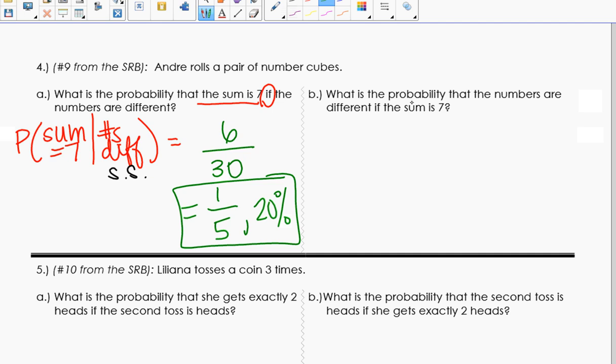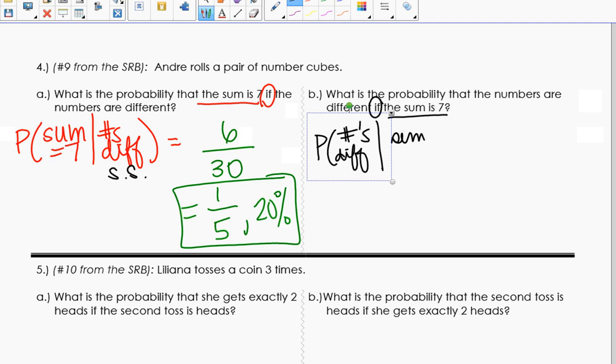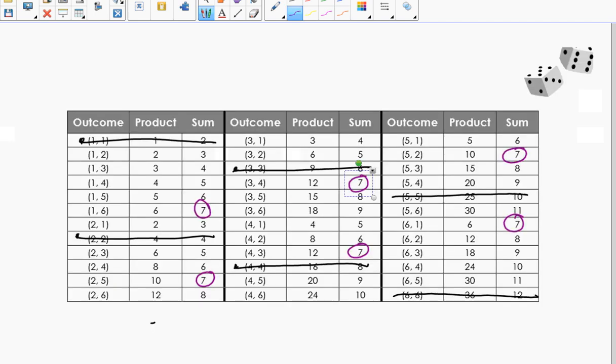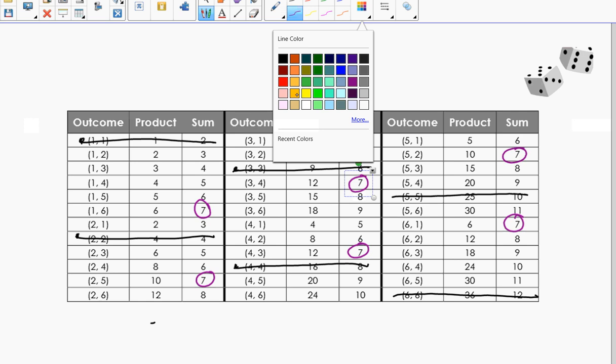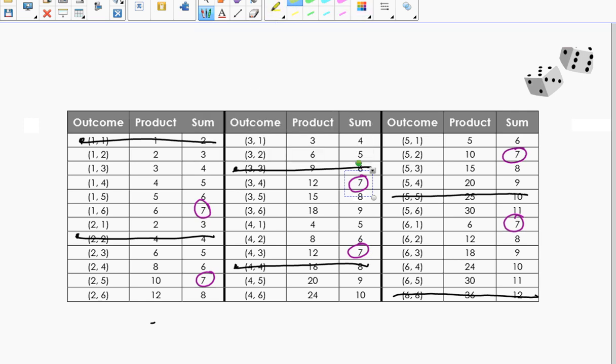Now, the next question just switches that. So now it's saying, what is the probability that the numbers are different if the sum is 7? So the probability that your numbers are different if your sum is 7. So now this becomes your sample space. So I'm just going to go back to the same thing I just had, because I already did the work for that. My sample space is anything that has a sum of 7. So since I already did the work for that, that's these 6 options.